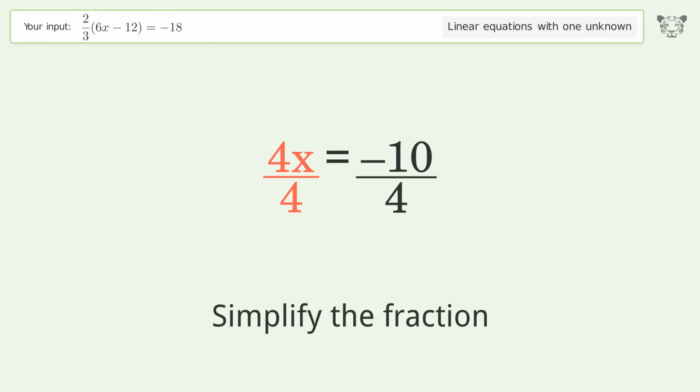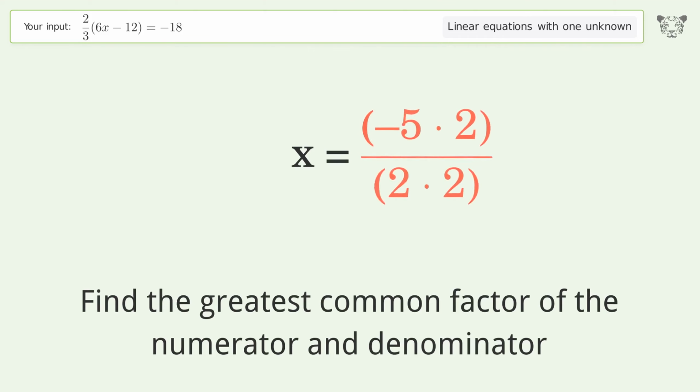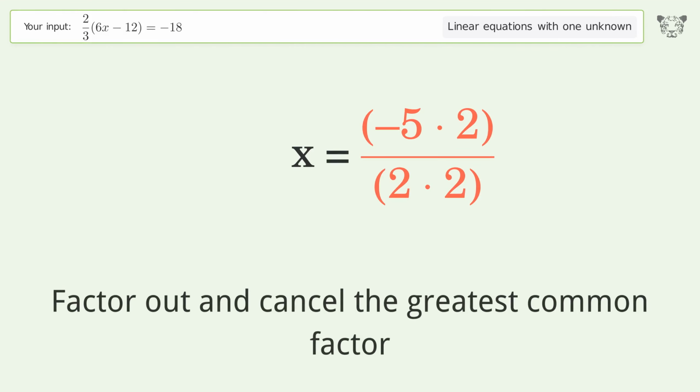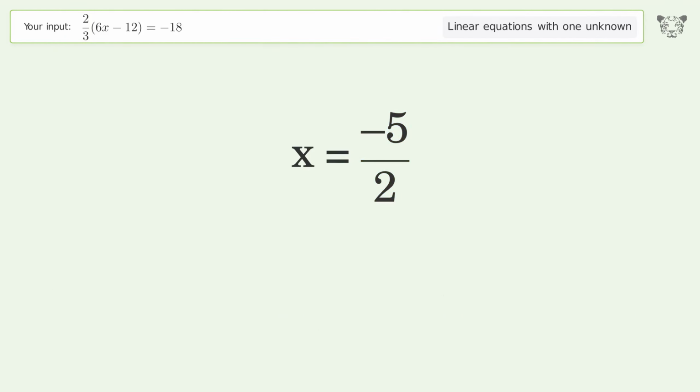Simplify the fraction. Find the greatest common factor of the numerator and denominator. Factor out and cancel the greatest common factor. And so the final result is x equals -5/2.